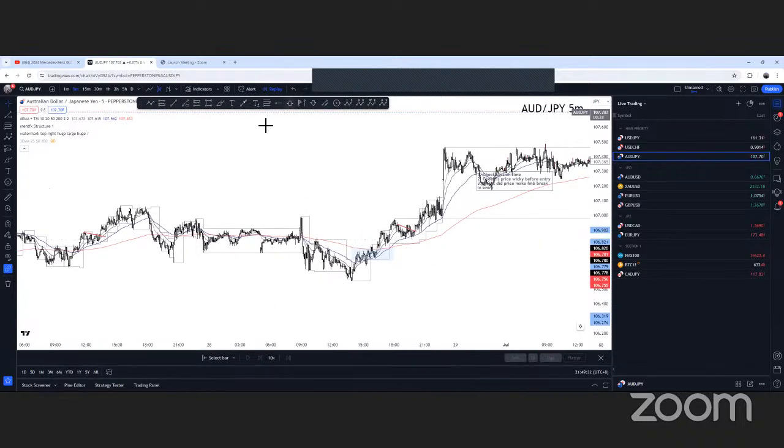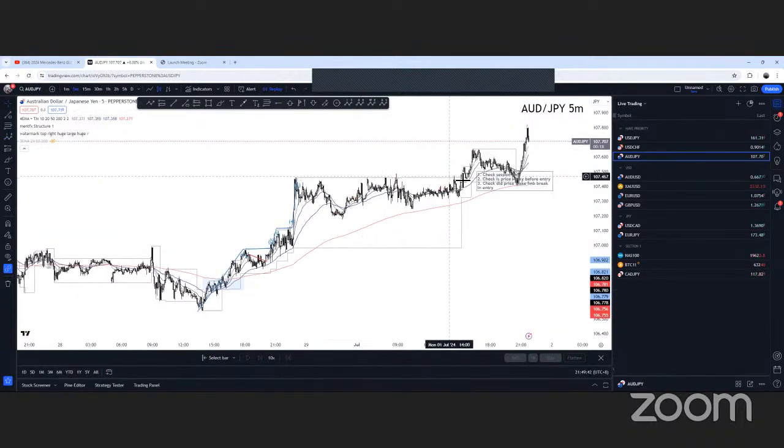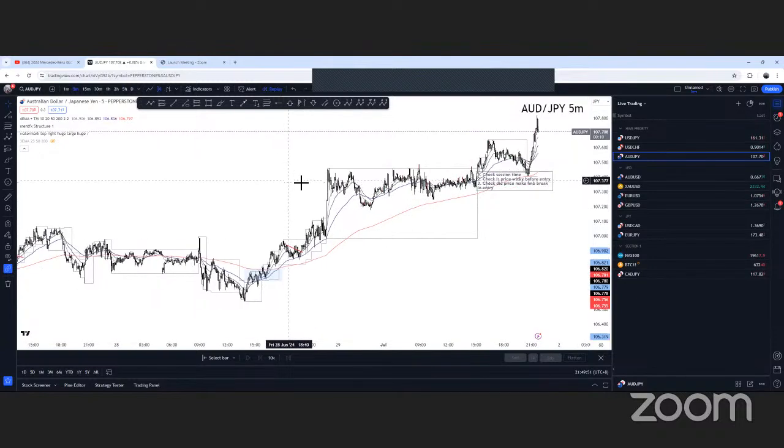But look at it, right? Look, it's the same thing. 1, 2, 3, right? Now it delivers and falls down. So yeah, market cycle theory, same thing.